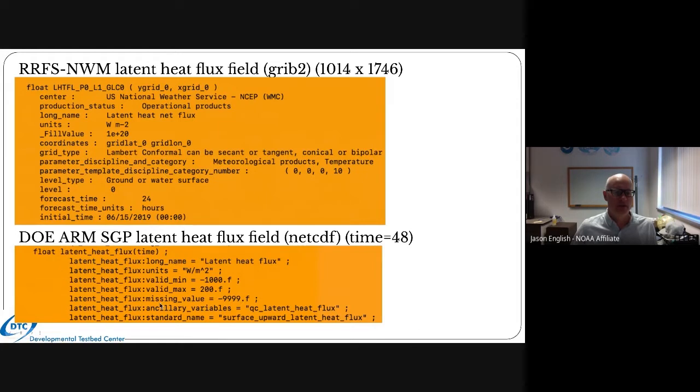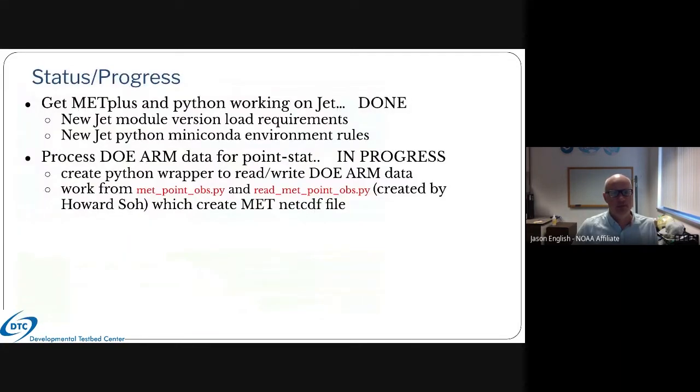So what I want to do is read this DOE file in and process it into a format usable by point stat. The progress and status here is I had to take some time last week to get METplus and Python working again on JET. There was a variety of changes that had occurred the last few months. We had a new way of doing modules where we have to do the specific versions on JET, and we now have Python Miniconda environments that we need to set up because only certain Python modules are easily available unless we do our Miniconda environment, and I have that in place.